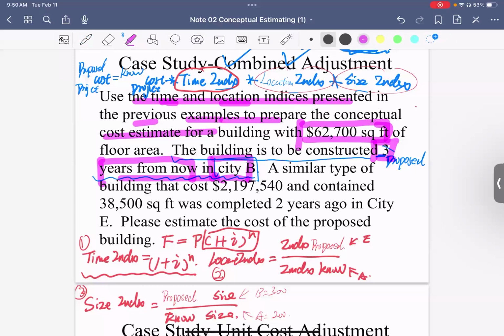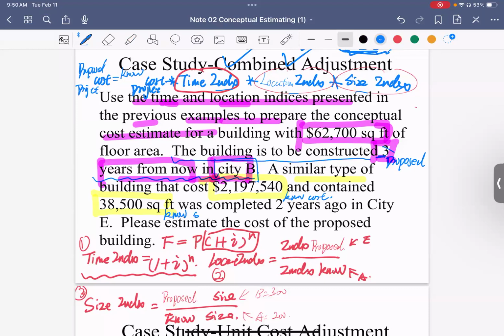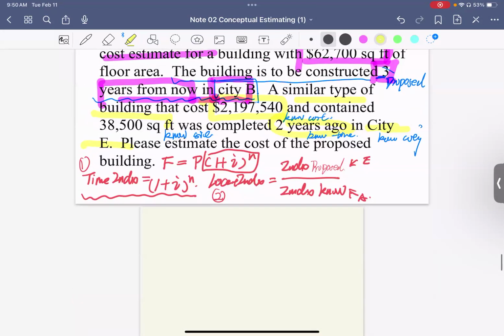And your given information is a similar type of building cost. Those is your given cost. So this is your known cost that was constructed at this size. This is the known size, 2 years ago, that is the known time, in the city E, that is the known city. So those are the information given here. So what we're going to do is, let's quickly do this one. First you are going to find your time index.